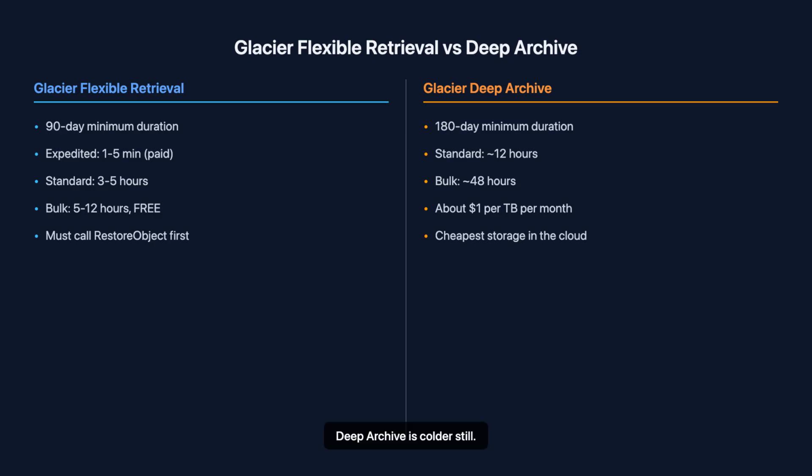It makes flexible the right pick for periodic disaster recovery restores. Deep Archive is colder still. It has a 180-day minimum. Retrieval takes about 12 hours on standard or up to 48 hours on bulk, and the storage price is around $1 per terabyte per month. It is, by a wide margin, the cheapest storage in the cloud.